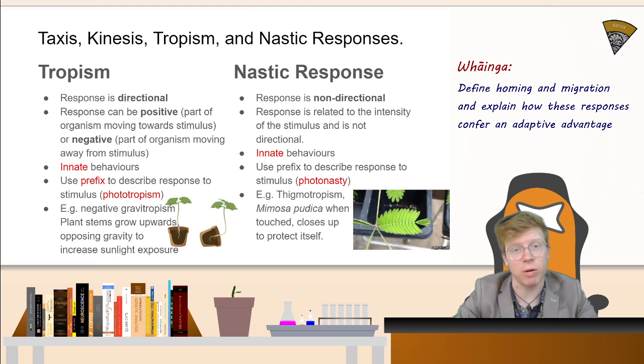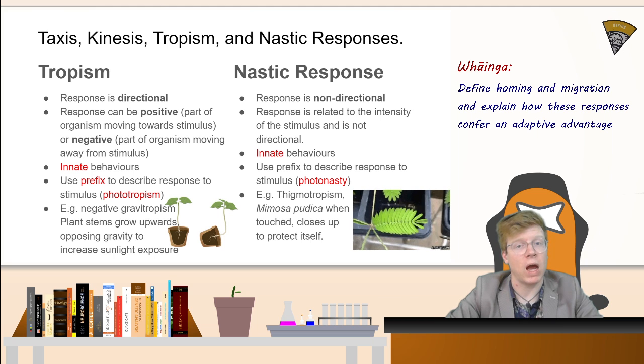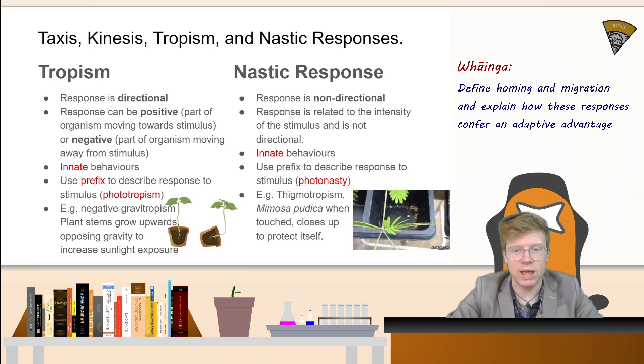A nastic response, or a nasty, is a non-directional response in plants related to the intensity of the stimulus, right? So with more of a stimulus, you get more of a response, or potentially when you reach a threshold in that stimulus, you see the response. Again, it's an innate behavior, and again we use a prefix to describe what type of nastic response it is. An example here you can see is Mimosa pudica, or I believe it's called the touch-me-not fern.